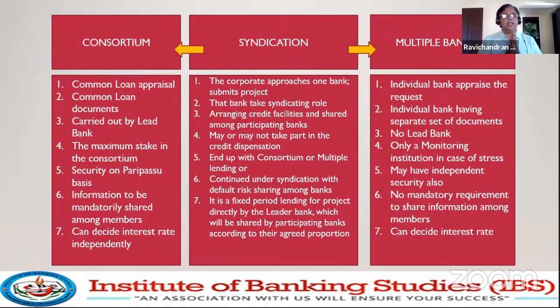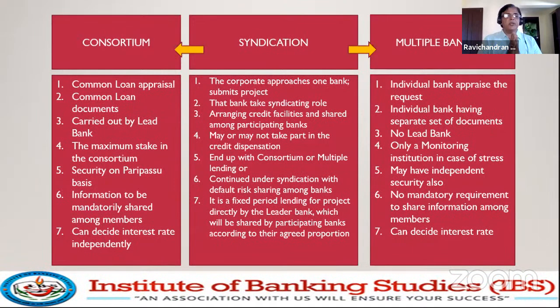But in multiple banking, primary security may be pari passu, whereas for collateral security, each bank can take its own additional security whenever it needs. Because some bank may give the loan at a reduced rate of interest, and in that circumstance, that bank can ask for additional security. So an individual bank can take its own security other than the primary security.